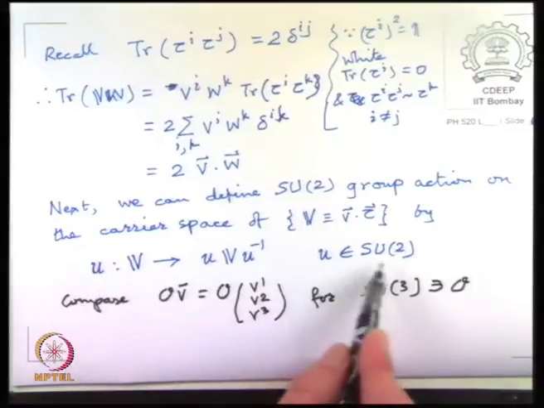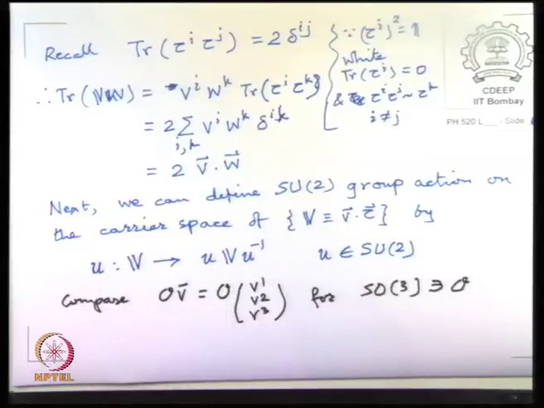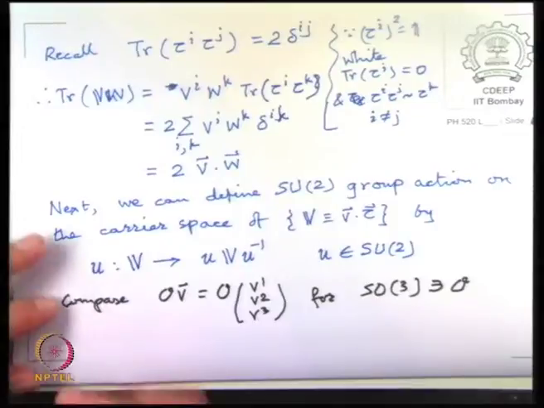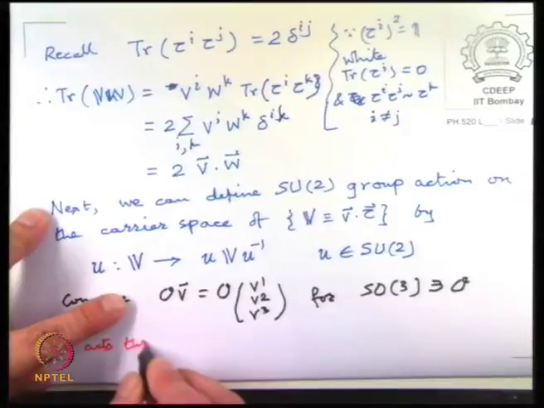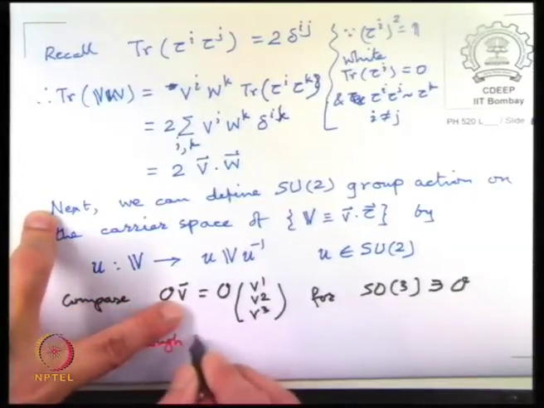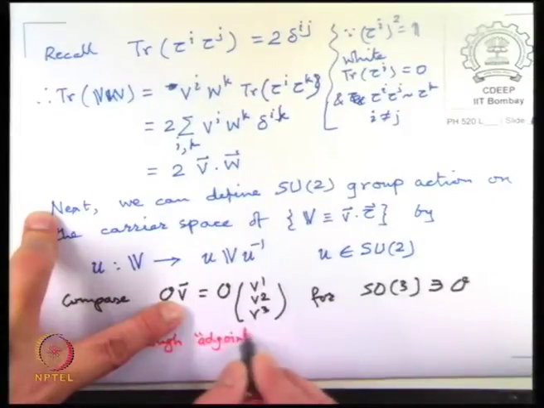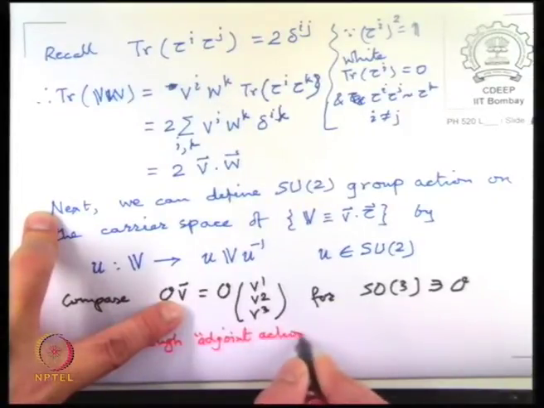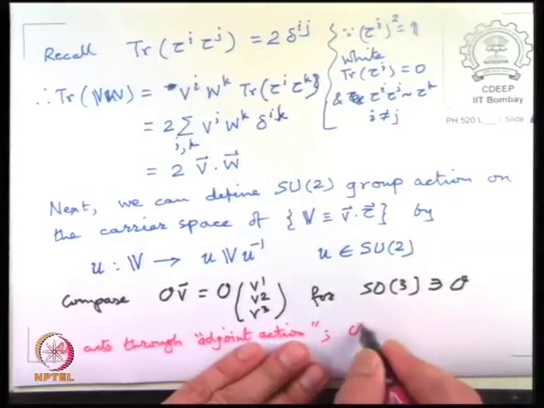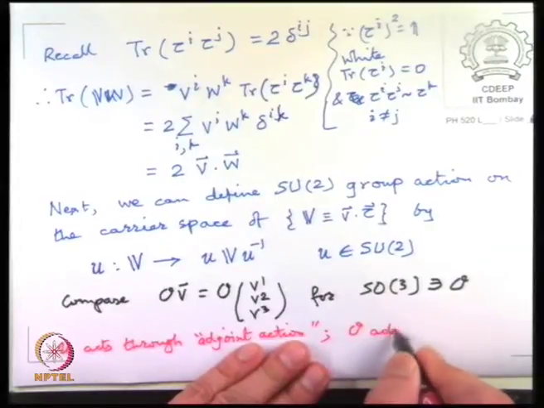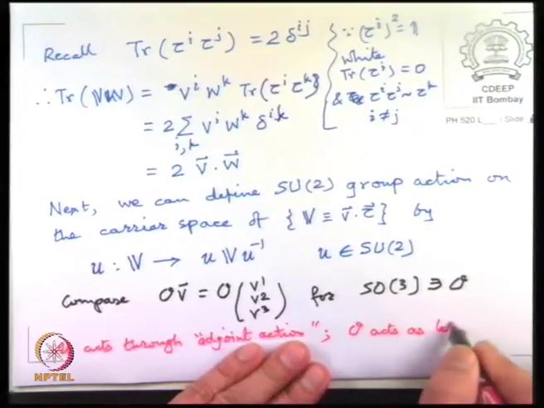If you have an SU2 element, then there is an adjoint action, or an action like a similarity transformation. So U acts through similarity transformation, what is called adjoint action. Whereas O acts through left action, left multiplication.